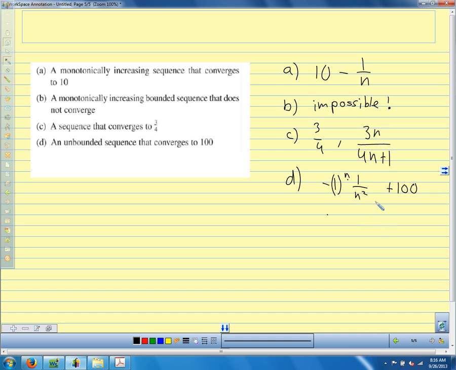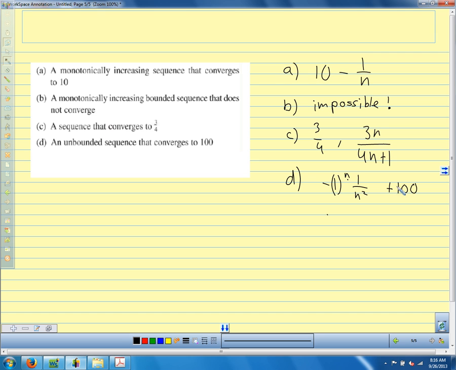Right. So let's talk about Max's idea here for a second. If we had this sequence, is this bounded? Yeah. What is our upper bound? What would be the upper bound of this? 100? What would be the lower bound? If we're starting at n equals 1, what would be the lower bound? 99? So this would not be monotonic because it increases and decreases. So this would not be monotonic, but it would still be bounded. This sequence is bounded. 100 above, 99 below.